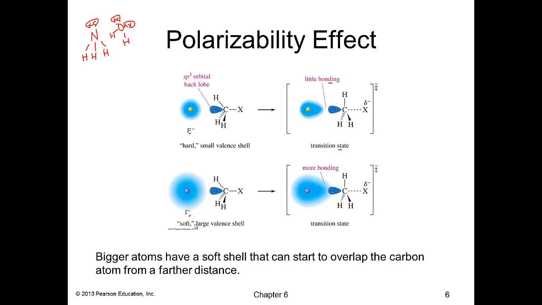Now if you have a bigger ion like I minus, the electron cloud is very big. Therefore, when it starts to overlap with the delta positive carbon over here, it can overlap from a further distance. It can also overlap very effectively. So, I minus is a better nucleophile compared to F minus.